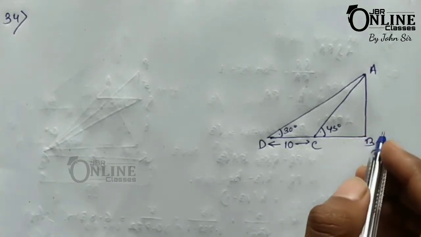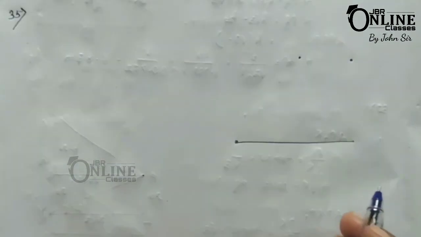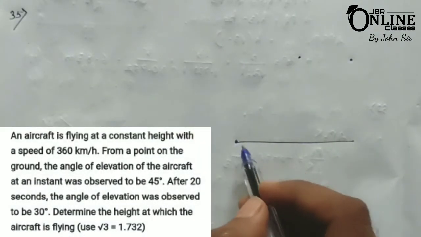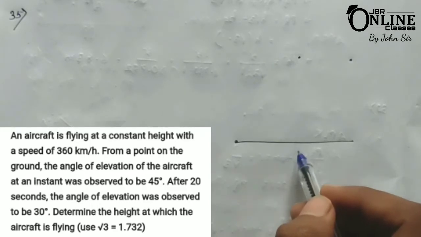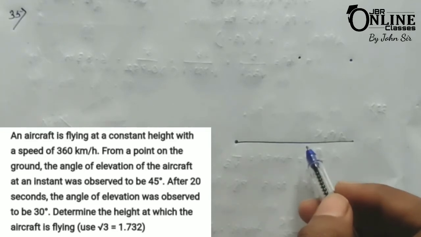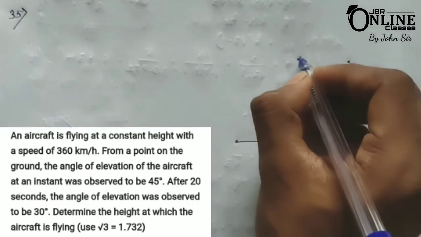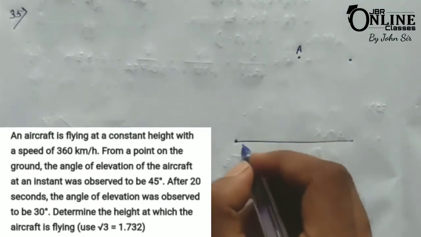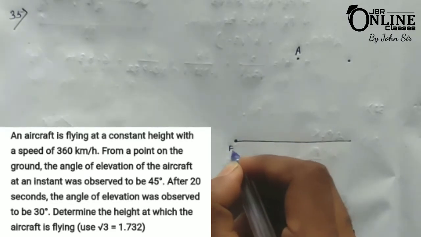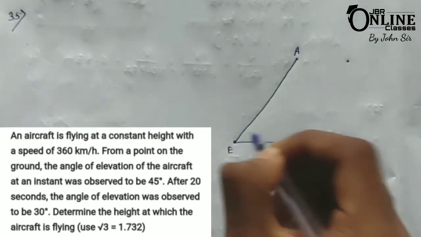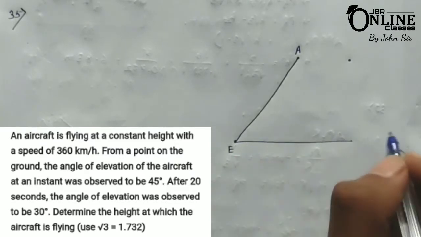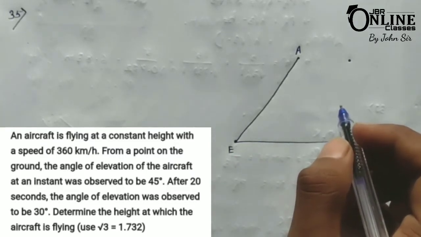So now the next one, sum number 35. In sum number 35, an aircraft is flying at a constant height with a speed of 360 km per hour. From a point on the ground, the angle of elevation of the aircraft at an instant was observed to be 45 degrees. Suppose this is the first position of the aircraft, denoted as A, the point where the angle of elevation equals 45 degrees. Next, after 20 seconds, the angle of elevation was observed from that point to be 30 degrees.